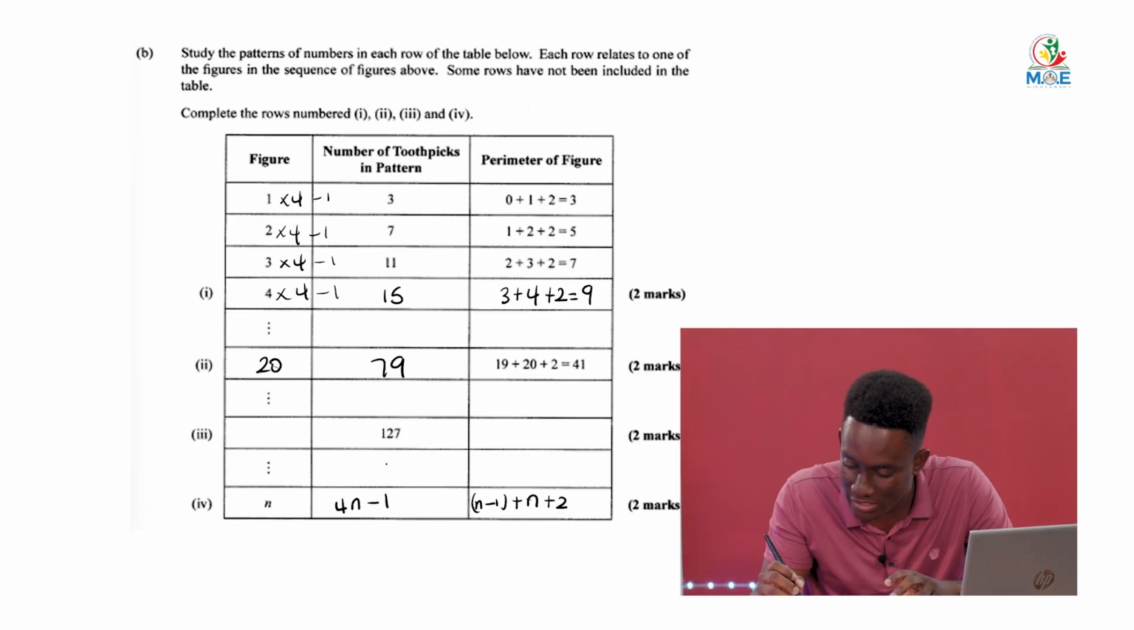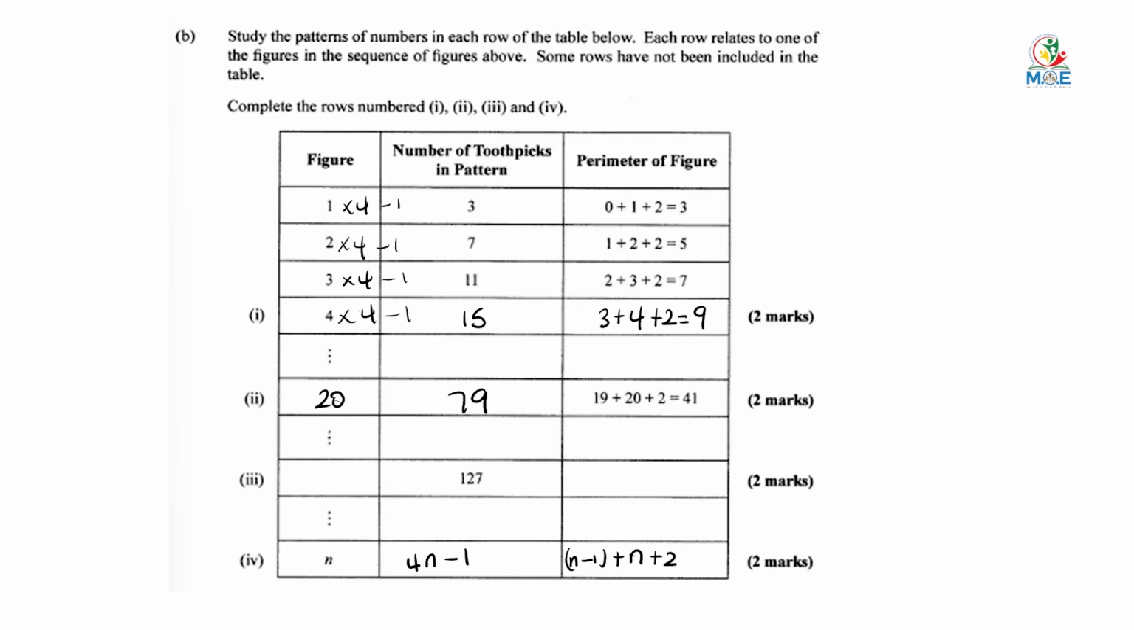So for number 3, we see we have 127. So you can do a simple equation. We can do trial and error, or you can solve this as an equation. So let's do trial and error. So we know this number is decreased by 1. So let's add 1 to this and see what 4 times that will give us. So we have 127.